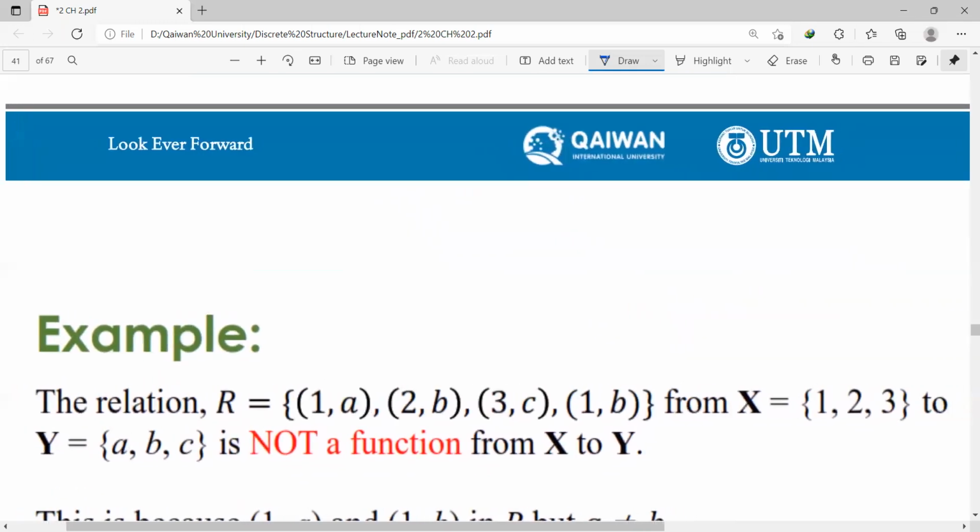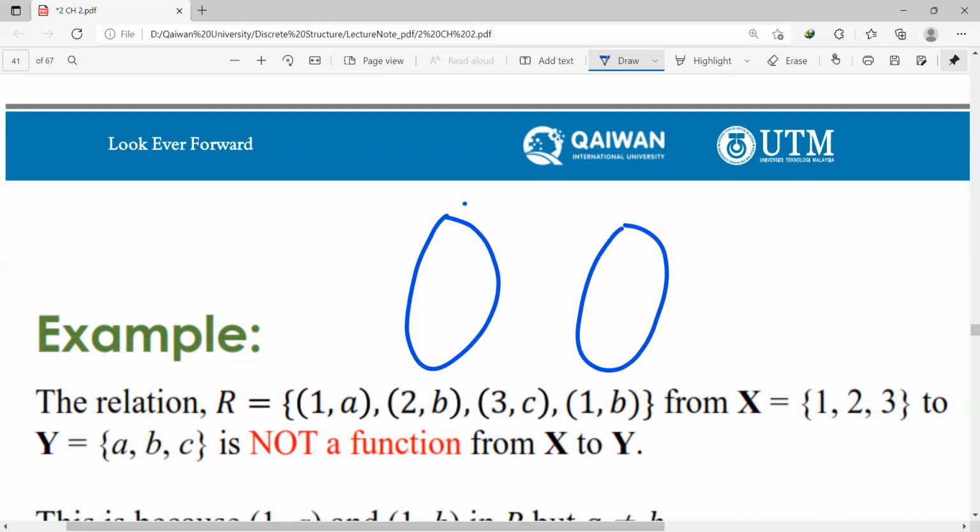Even this relation is not a function. It's also not a function. R is defined by {(1,a), (2,b), (3,c), (1,b)}, where X is {1, 2, 3} and Y is {A, B, C}. Let's draw the function as a diagram. Here we have X, and this is Y. X is 1, 2, and 3, and Y is A, B, and C.